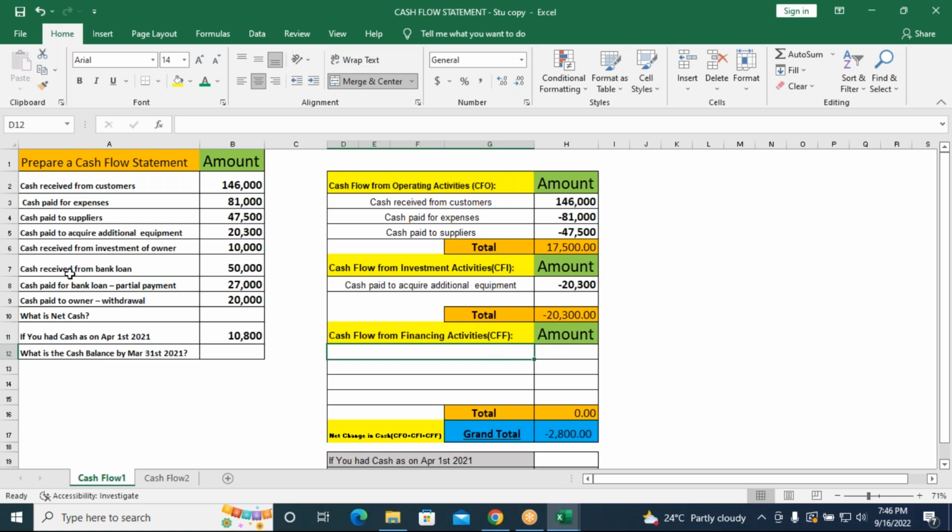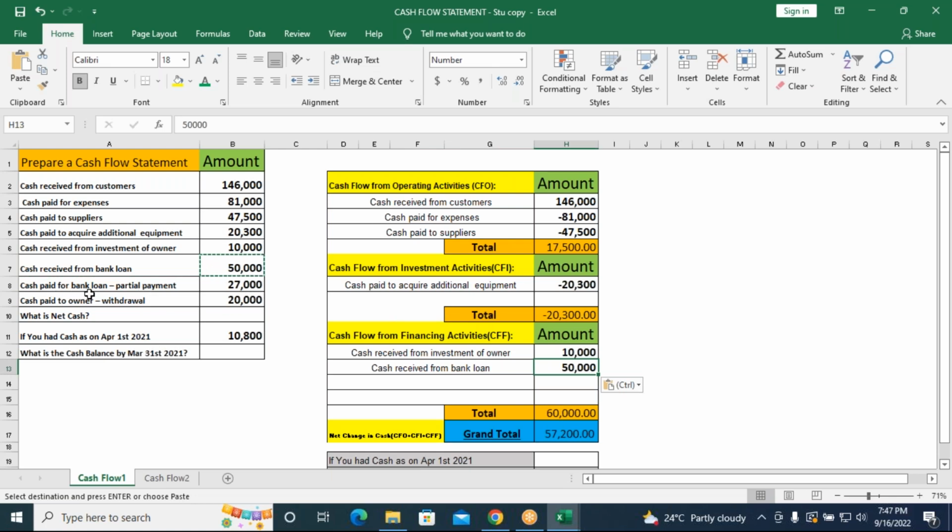Next, cash received from bank. Sorry, here it is cash received from investment of owner. That will come under financial activity. That means we are receiving cash in the form of investment by the owner. That is a financial activity, and this amount is coming into the business. Next, cash received from the bank, that is also a financial activity where money is coming into the business, so that also will be positive.